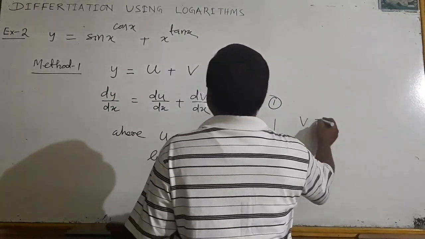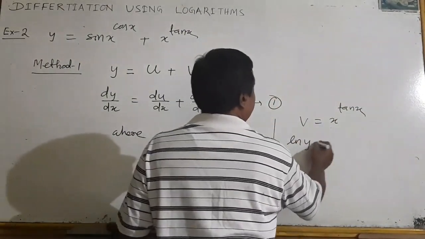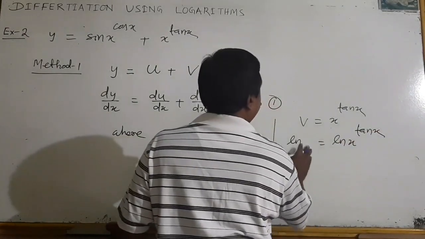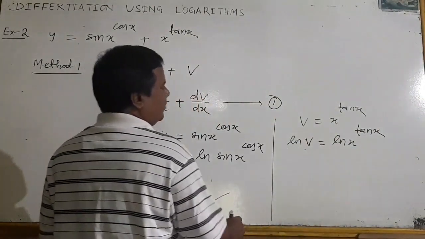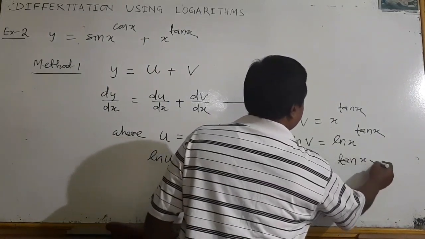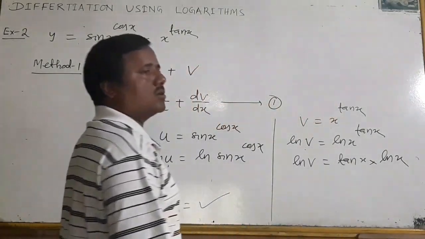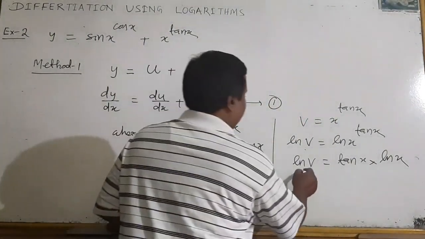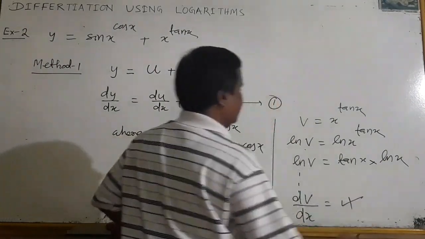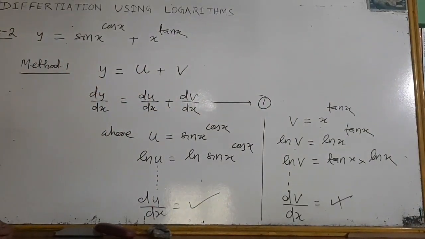Similarly, v is equal to x to the power tan x. Then take ln v equals ln of x to the power tan x. It becomes ln v equals tan x, which comes to the front, into ln x. Then applying the product rule, you can similarly find the value of dv by dx. Now you get the answer. This is method 1. You can do it.